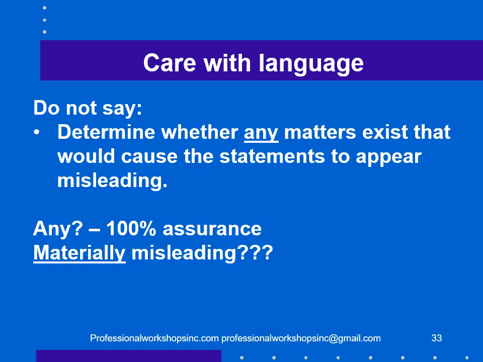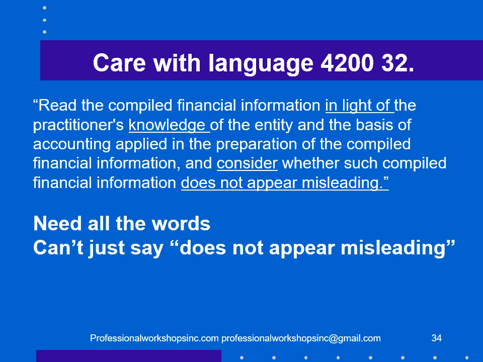And again, care with language. I've seen people do this: determine whether any matters exist that would cause the statements to appear misleading. Probably want to say financial information, not statements, but I don't really care about that. Any matters is 100% assurance. Determine whether any matters exist to appear misleading, not even materially misleading, misleading in any way whatsoever. So be more careful. Don't use language like that. Use compilation level language, which is I have no conclusion, not making a conclusion at all. If there were a conclusion, it would be 4232.